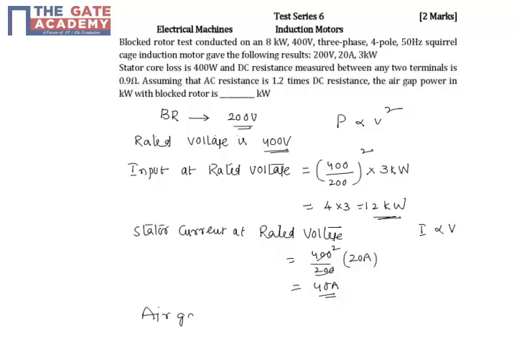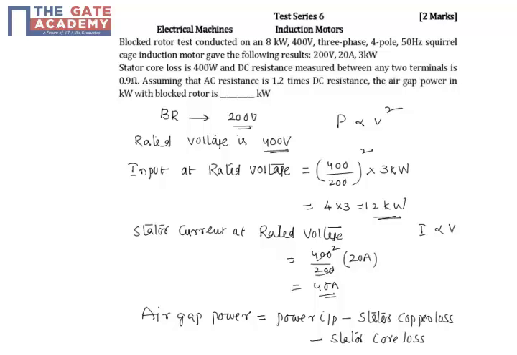Now air gap power. Air gap power is nothing but the power input minus the stator copper loss minus the stator core loss. Now power input I know. So in order to know the stator copper losses, I should know the resistance. So how to calculate the resistance?